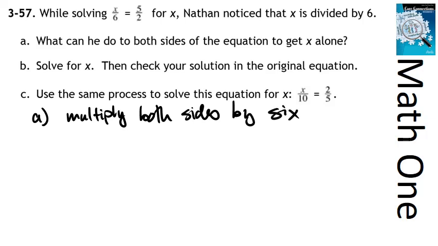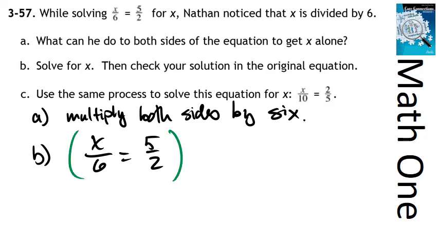That'd be fun, multiply both sides by 6. It says solve for x. Okay, let's do that. So for b, I've got x over 6 equals 5 over 2. And I'm going to multiply both sides of this, both the left and the right side, by the number 6. So I'll just put 6 over 1 here and 6 over 1 there.